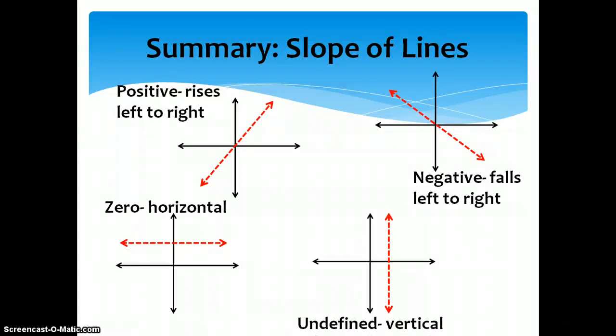Here we're going to have a recap of all the lines we just looked at. Positive slope rises from left to right. Negative slope falls from left to right, or rises right to left. 0 slope, which means there is no slope in the numerator, gives us a horizontal line. And undefined slope, which means there's a 0 in the denominator, gives you a vertical line.